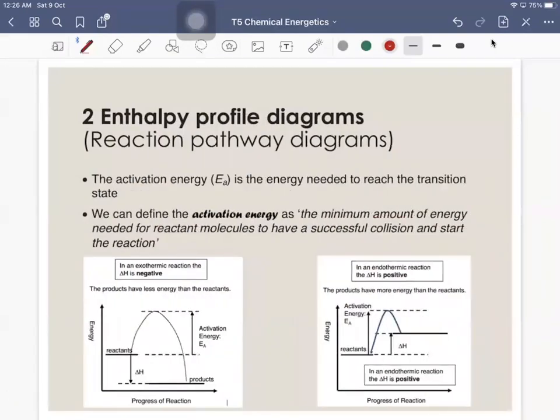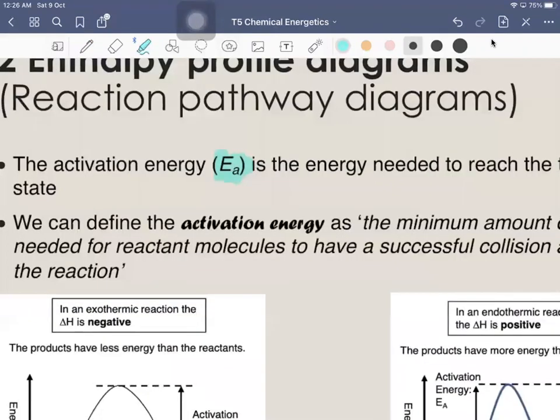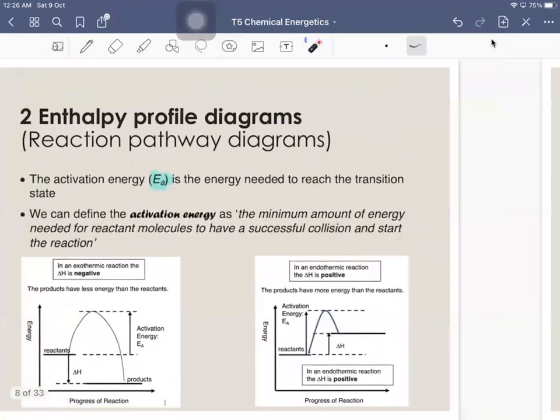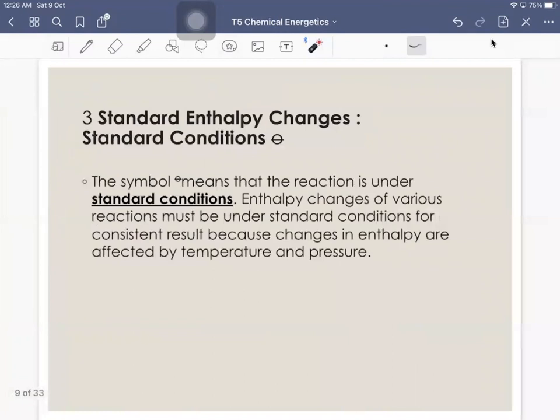Something that is of high energy is very unstable. The symbol for activation energy is written down as EA. So that's the activation energy symbol. Moving on to the next slide.